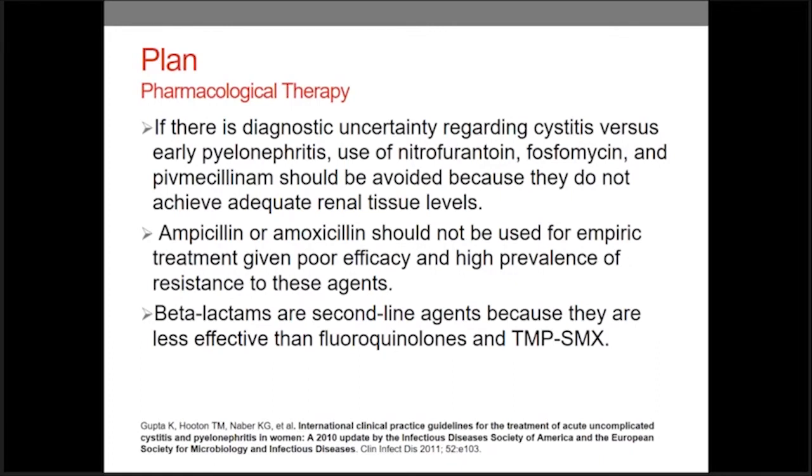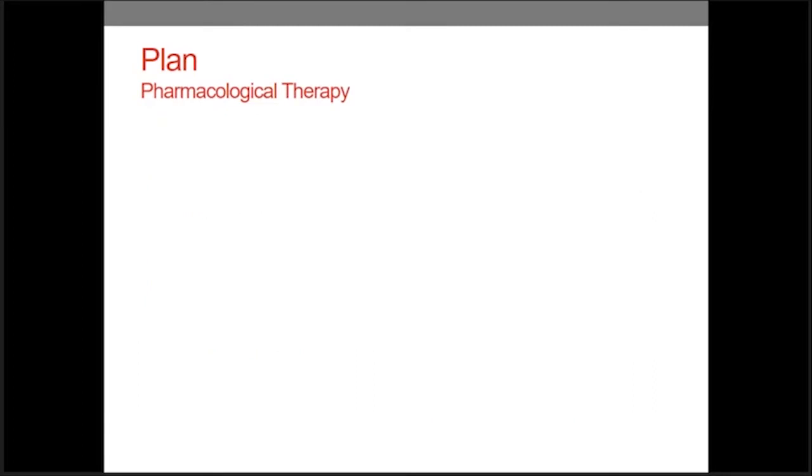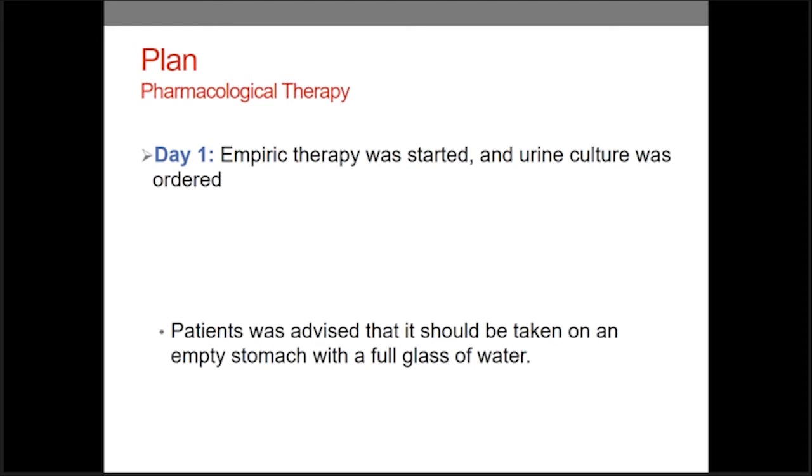However, penicillin and amoxicillin should not be used for empiric treatment because they have poor efficacy and a high prevalence of resistance to those agents. Beta-lactams are second-line agents because they are less effective than fluoroquinolones and trimethoprim-sulfamethoxazole, or Bactrim. So on day 1, she starts empirically on Bactrim double strength, 1 tablet orally twice daily for 3 days. At that point, a urine culture was ordered, and the patient was advised to take the medication on an empty stomach with a full glass of water.